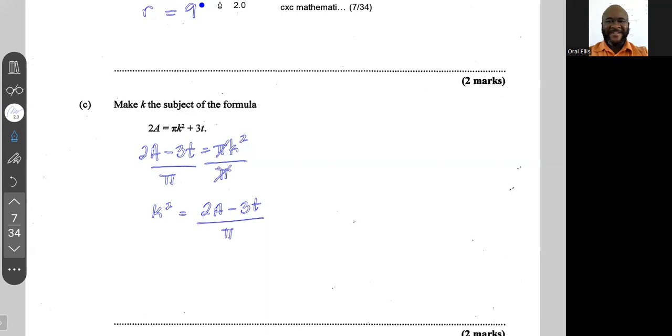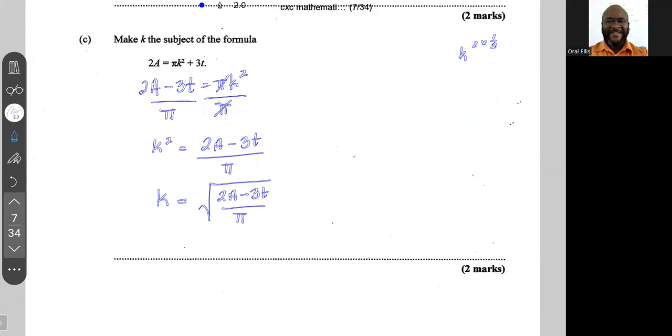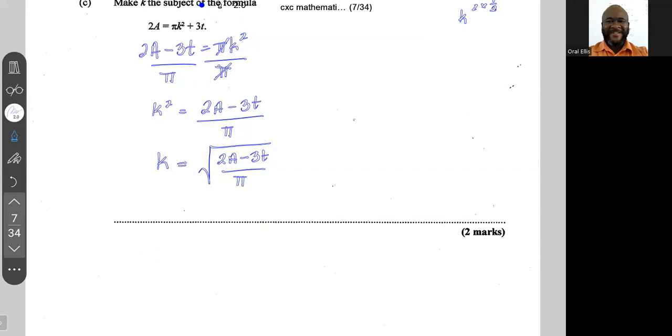Now the opposite of square is square root. Remember, if you have K squared, to get rid of the square, you have to find the root. Now, finding the root is the same as saying you raise to the power 1/2. So K is equal to the square root of 2A minus 3T all over pi.